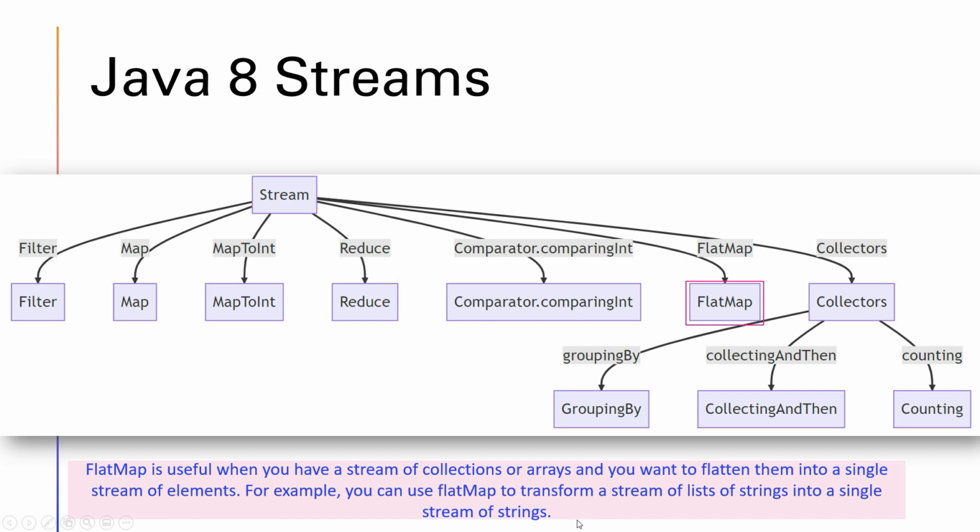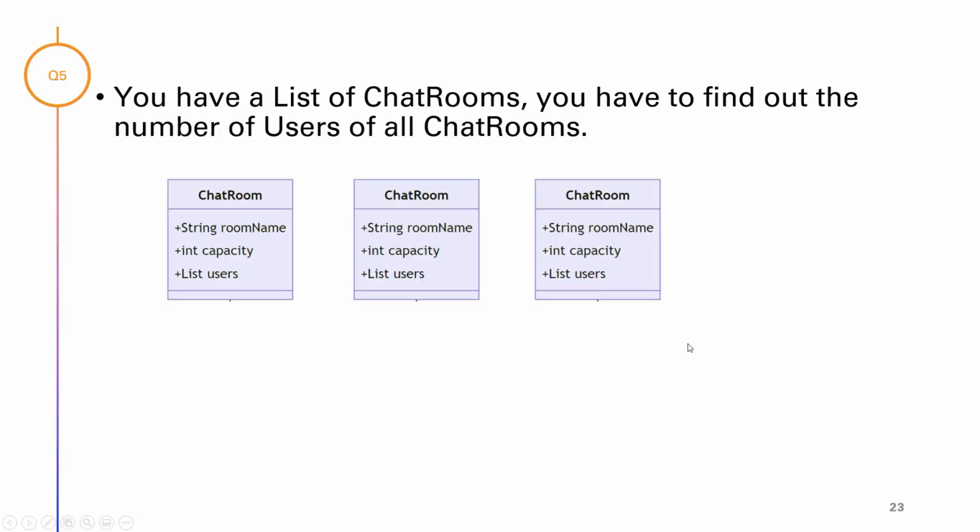How can I say? Okay, suppose there is a list, and that list has a list of odd numbers and a list of even numbers. Here a list contains a list of odds and a list of evens. Now what if I want a single list with all the odds and evens? Then you can use flatMap. It flattens the list. Simple.